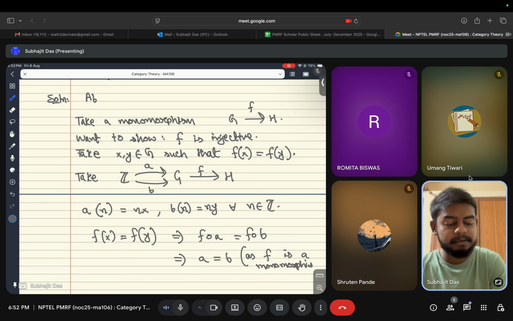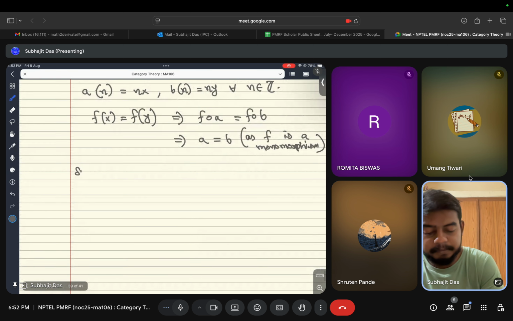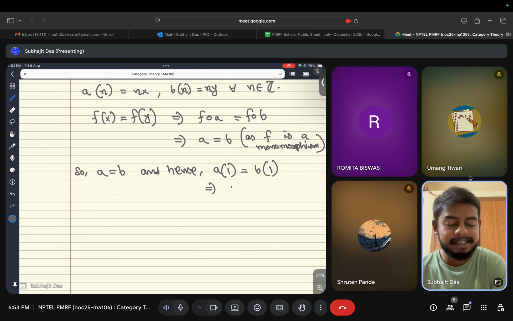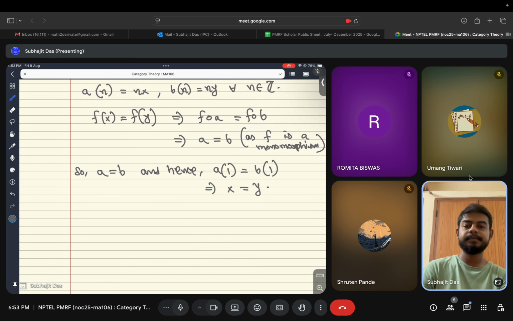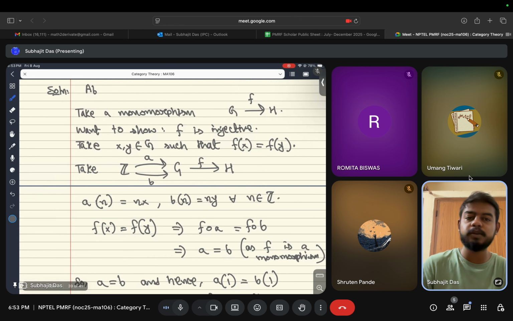Now what does it mean to say that A is equal to B? A is equal to B in particular means that A applied at 1 is B applied at 1, right? So A is equal to B, and hence A of 1 is B of 1, which implies X is equal to Y. That's all. That is what we wanted to show, right? So F was a monomorphism, F is automatically injective.